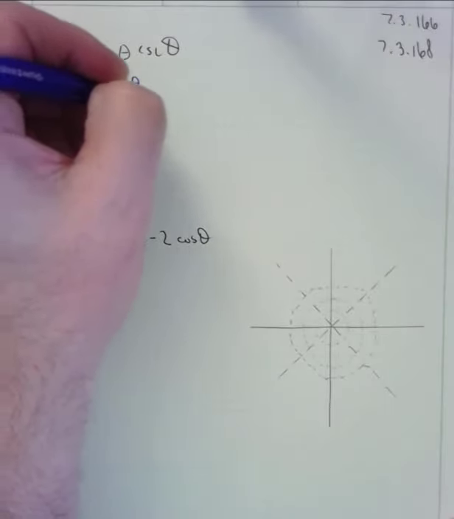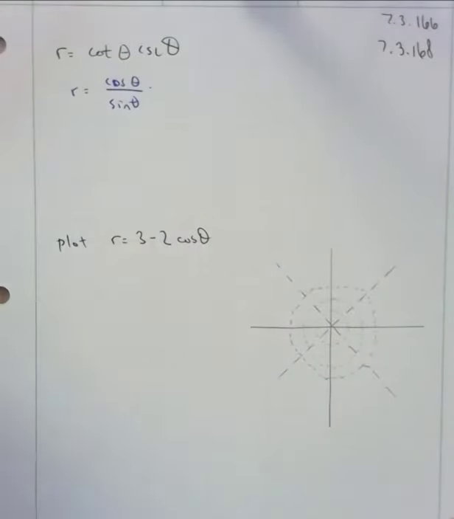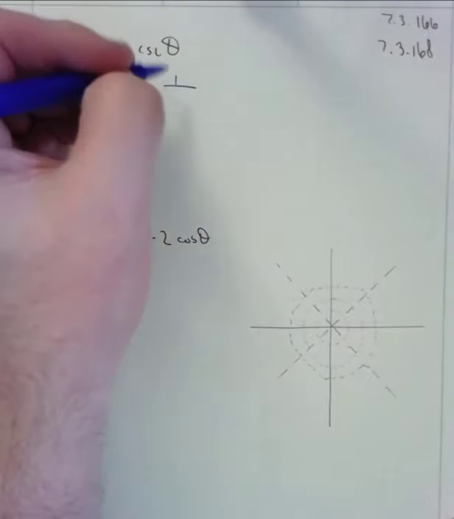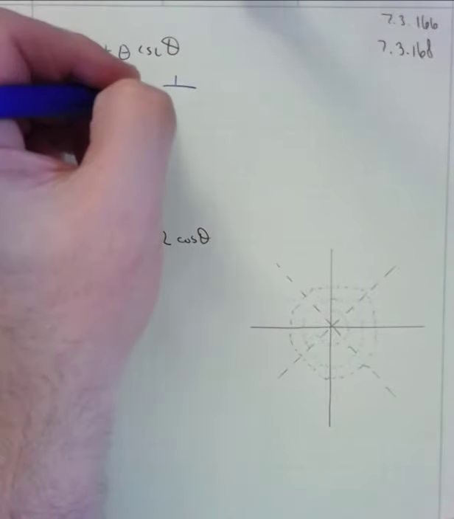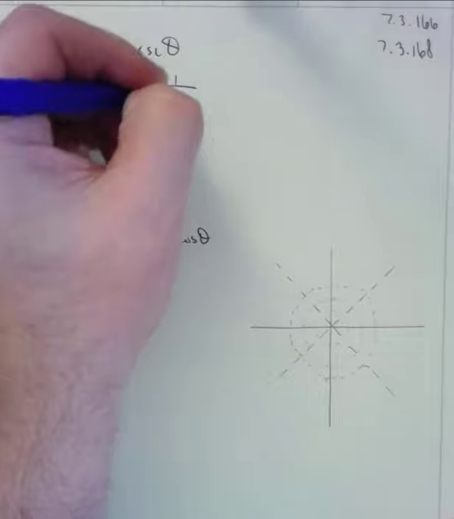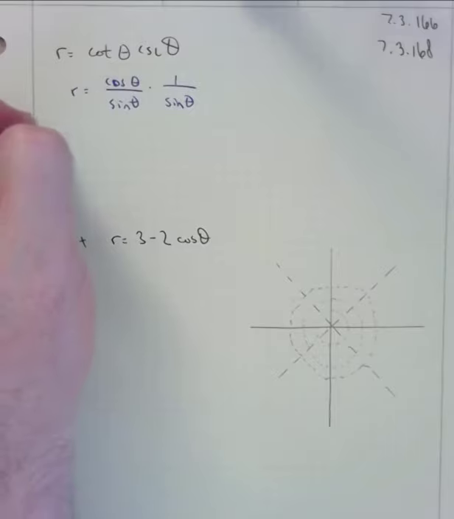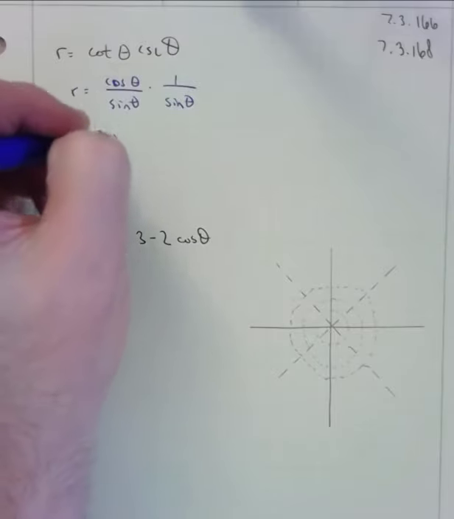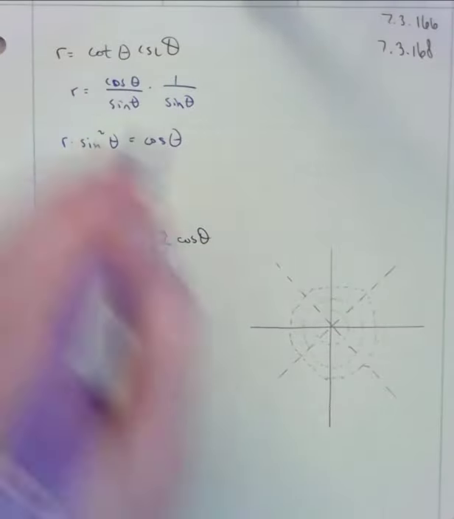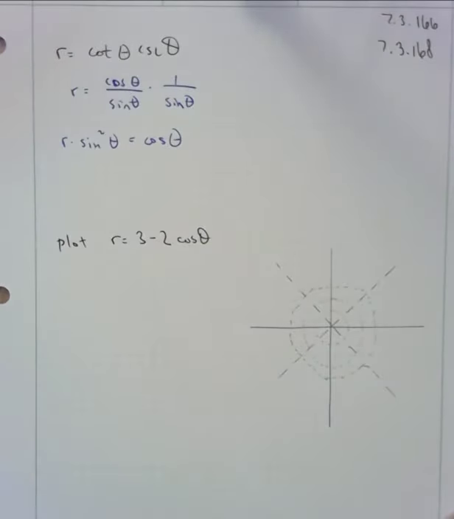everything back to sine and cosine, which is a good idea because our conversion equations between rectangular and polar coordinates involve sine and cosine anyway. So replacing cotangent with cosine over sine and cosecant with 1 over sine, we get this. And then I'm going to cross multiply by sine squared, and get r times sine squared equals cosine theta.